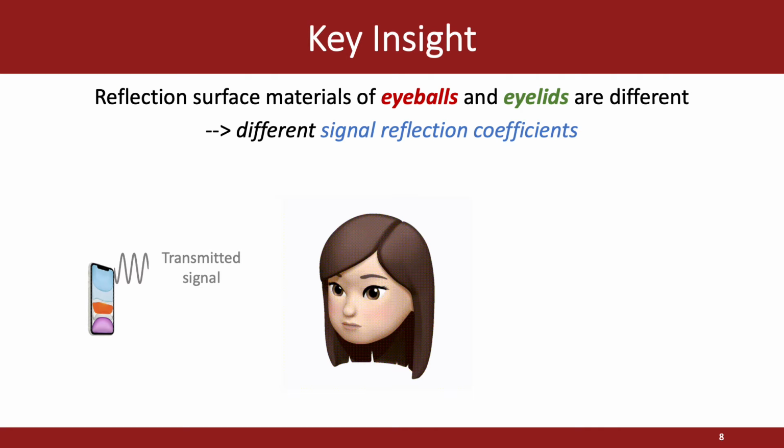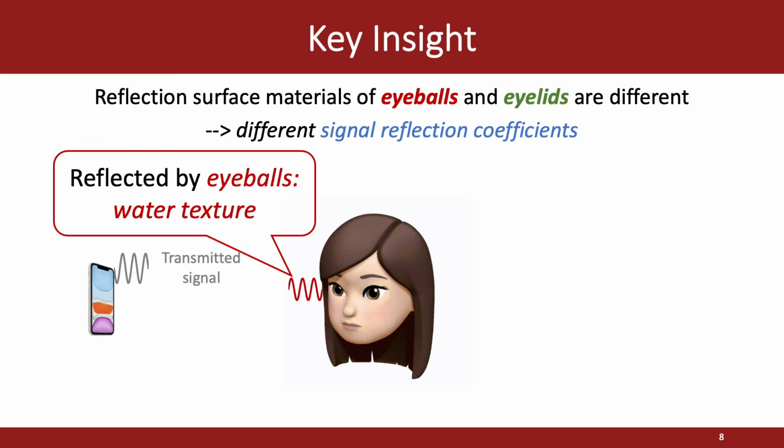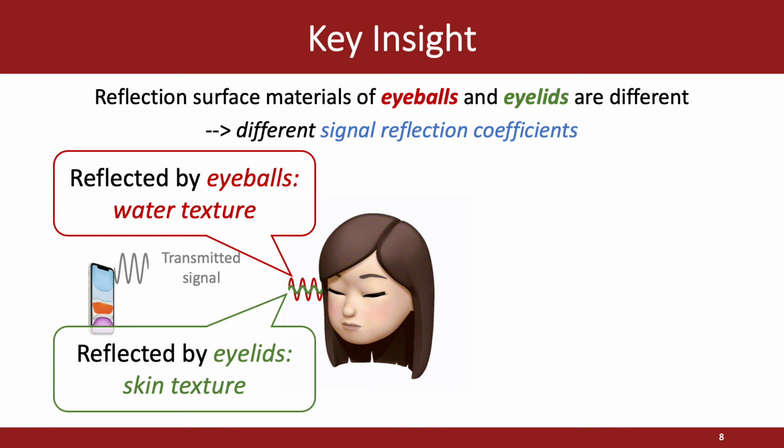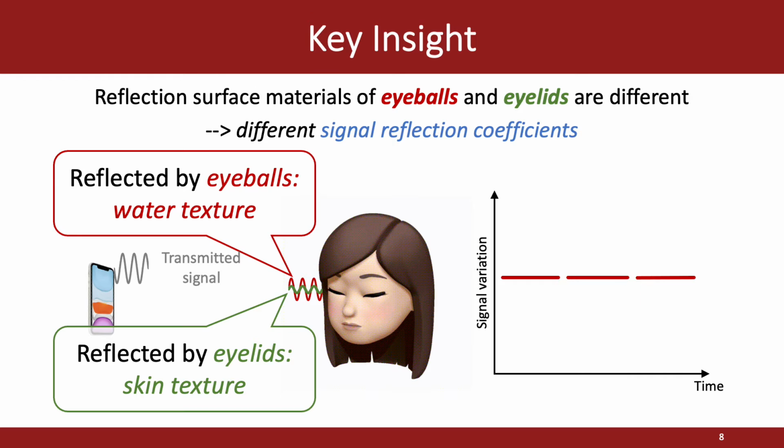To address this problem, our key insight is that eyeballs and eyelids will cause different reflection signal strength. The eyeballs are water texture, while the eyelids are skin texture. When eye blinks happen, we will receive weaker reflection signals. However, it's still challenging to detect eye blinks due to severe interference.